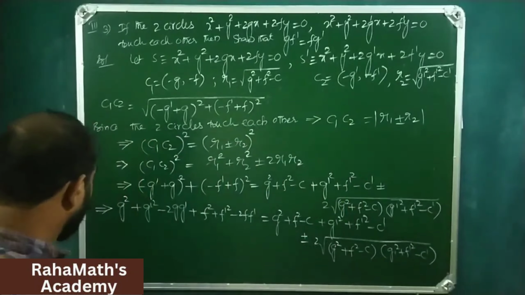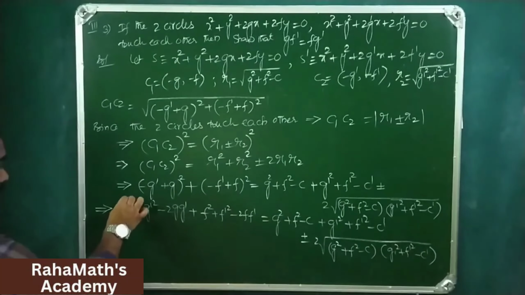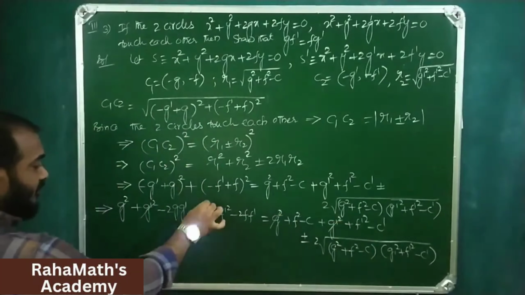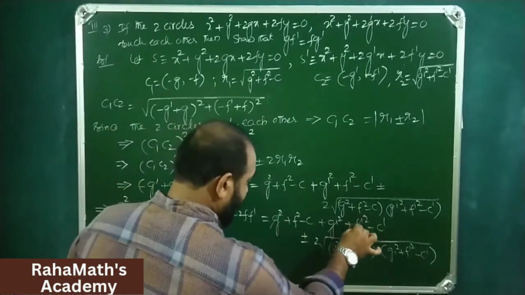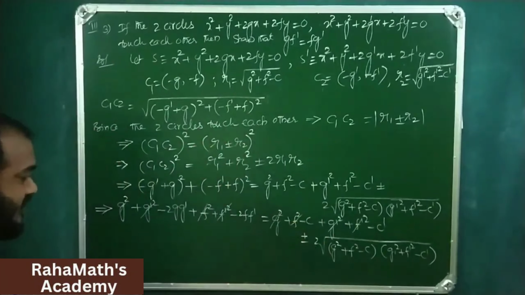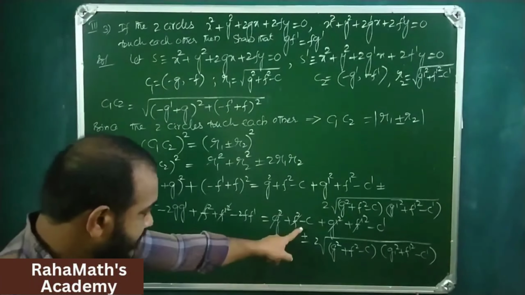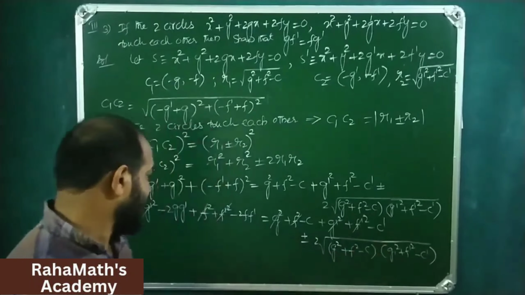This is equal to: g square, g dash square, g square, g dash square gets cancelled. Here f square, f dash square, f square, f dash square gets cancelled. So this is equal to minus c dash.